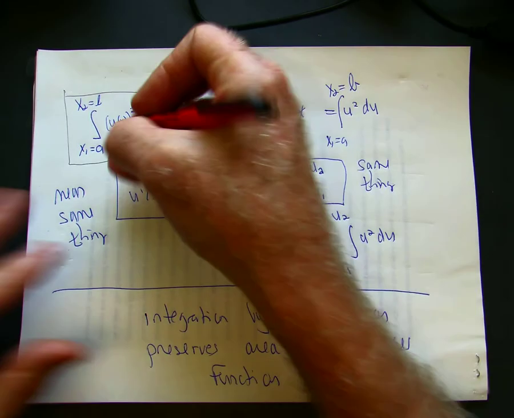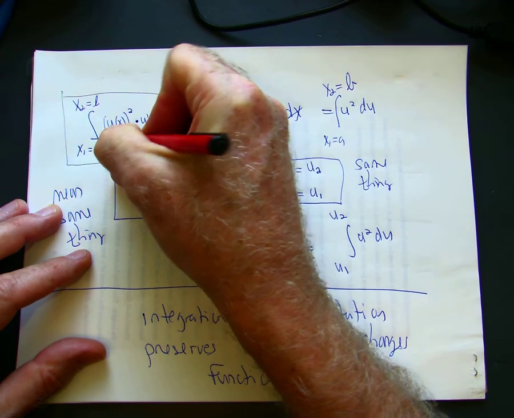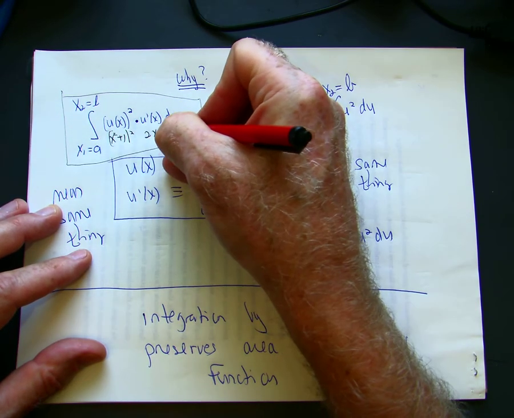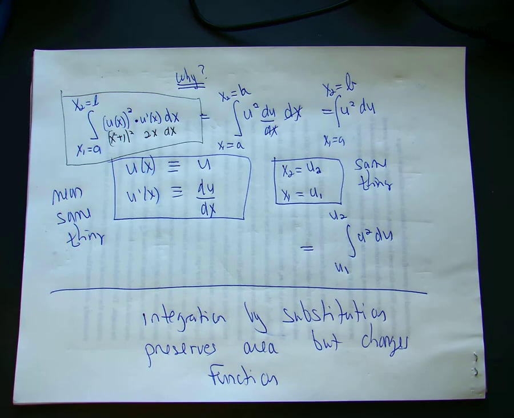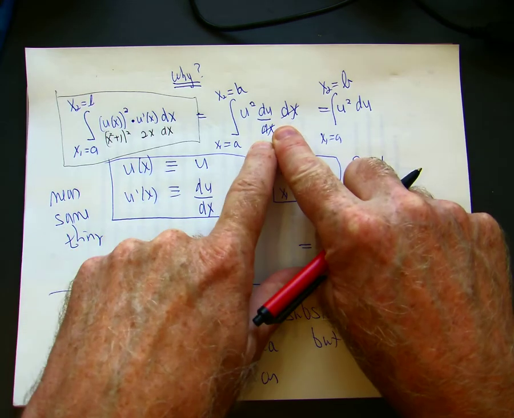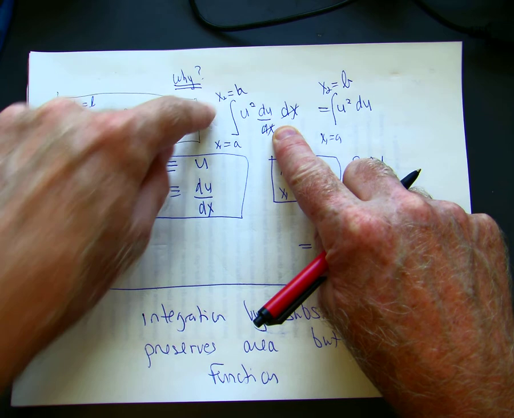Remember, u was x squared plus 1, and this was 2x, which was u prime, and then we had our dx over here. So that's the way it was set up. So I do my u sub, and that transforms the integral into this. I still have my x's over here.